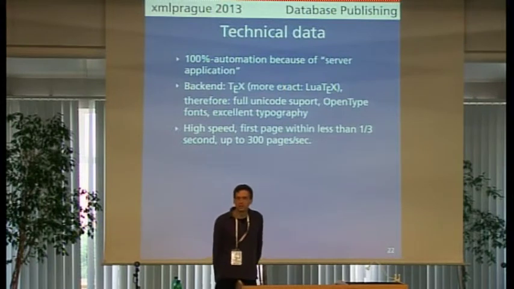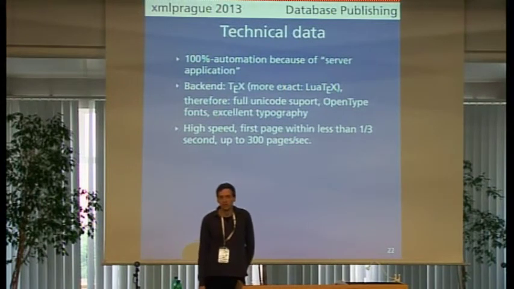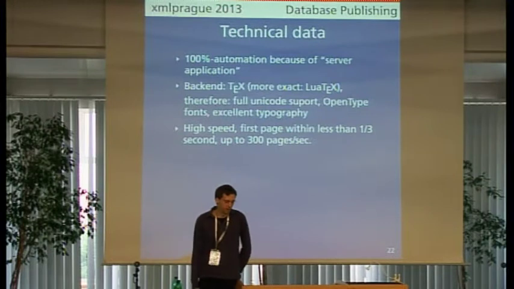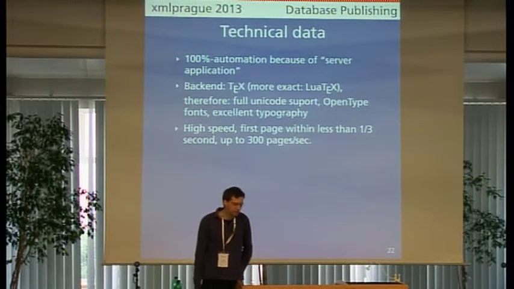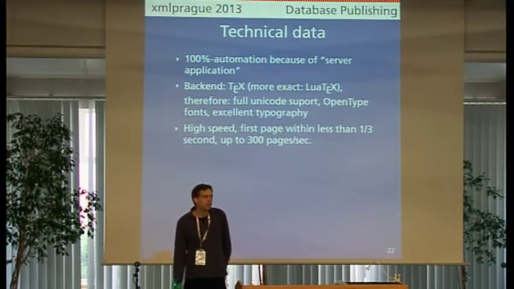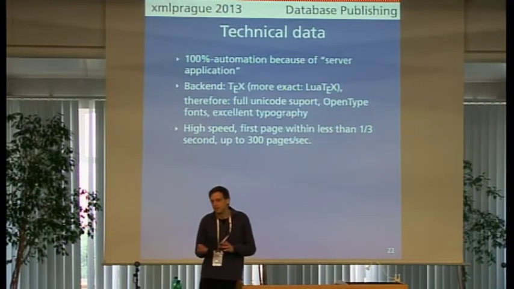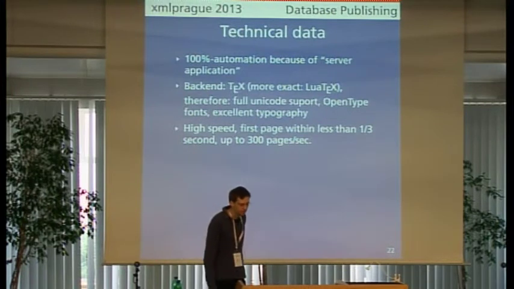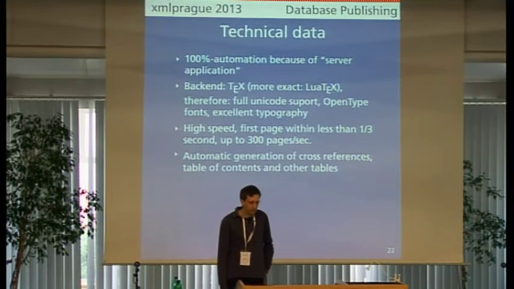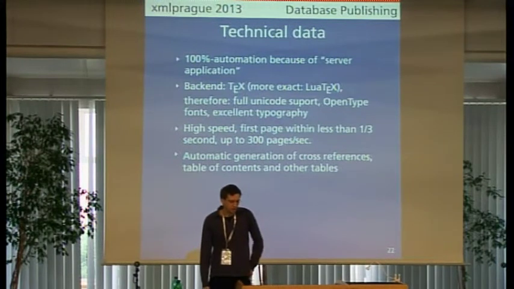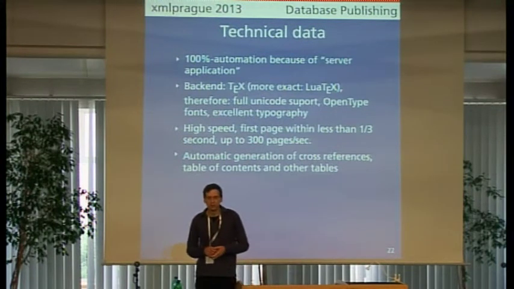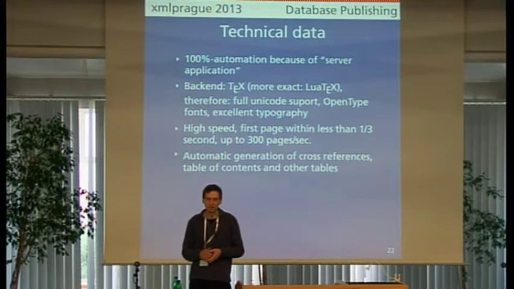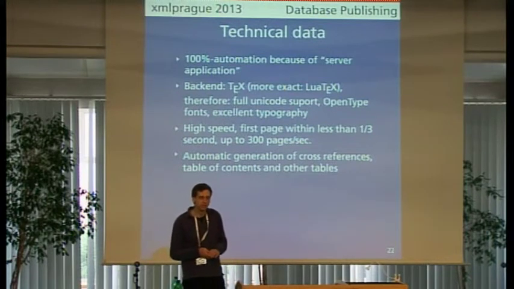Because it's based on TeX, it has a very high speed. We usually start with less than half a second, or less than 30 seconds, for the first page. It surely depends on the amount of fonts you load and the optimization you do, then the speed will decrease. Because we use a multipass solution to generate a table of contents and other cross-reference tables.